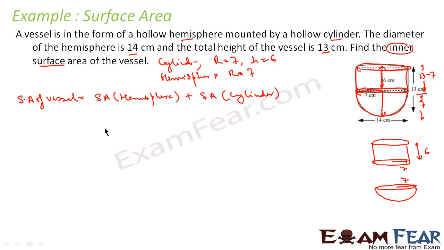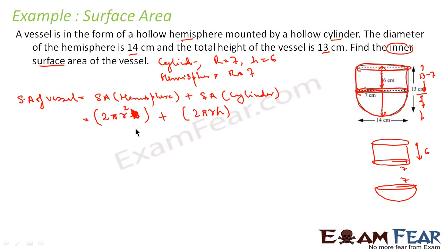Surface area of hemisphere, we know, is nothing but 2 pi r h. This is the formula we have learned in the past class. Sorry, surface area of hemisphere is 2 pi r square. Surface area of sphere is 4 pi r square. Plus surface area of cylinder. Surface area of cylinder is 2 pi r h.